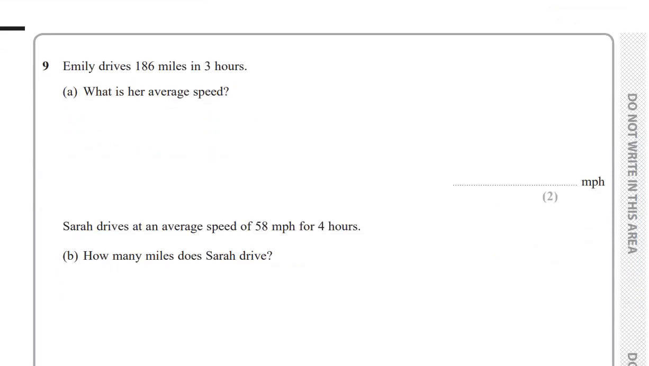Now here, this is an average speed, distance, time question. So speed is distance over time. Distance is 186 and time is 3. So if you do this division, you get 62 miles per hour.